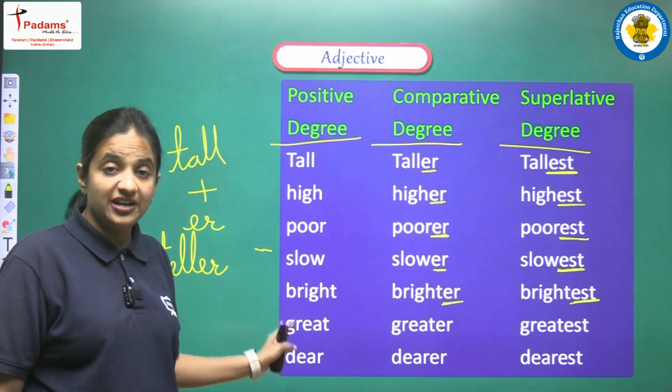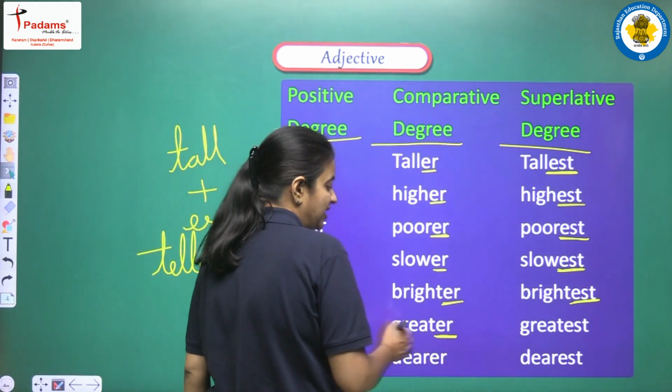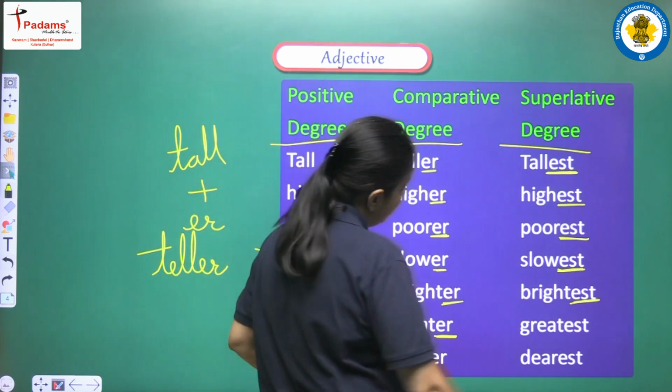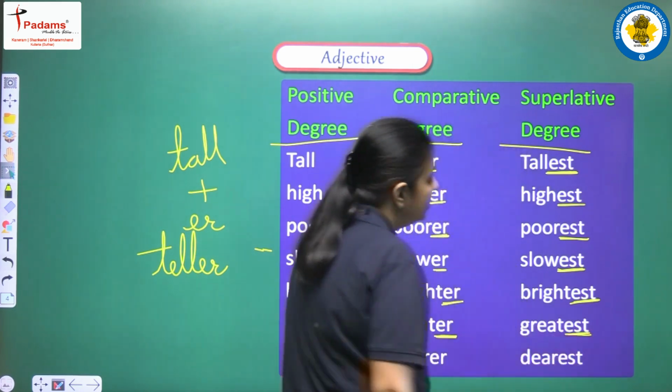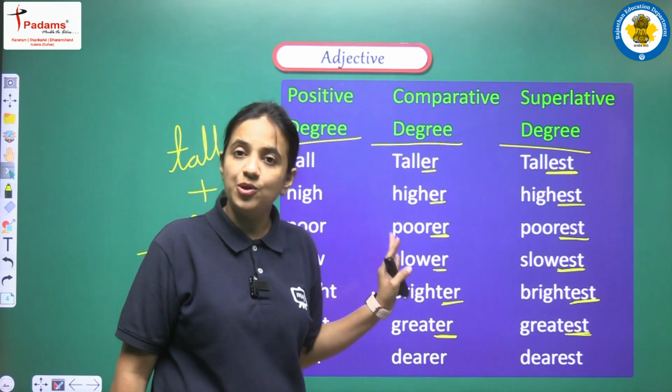Next we are having great. Great is a positive degree. So yes, again we have to add er. It will be greater, that is comparative degree word, and we have to add est, that will be greatest, and yes, this is superlative degree word.